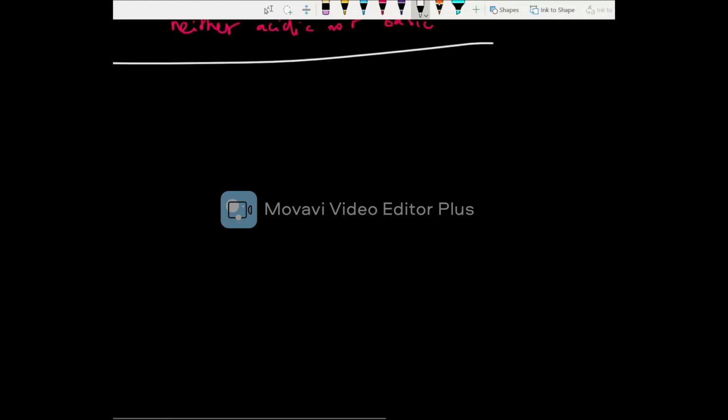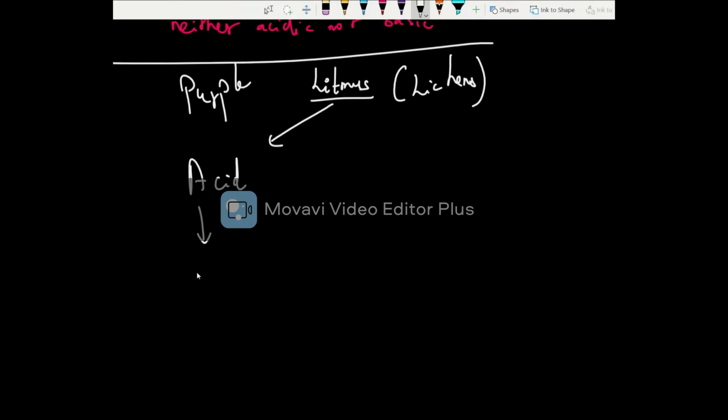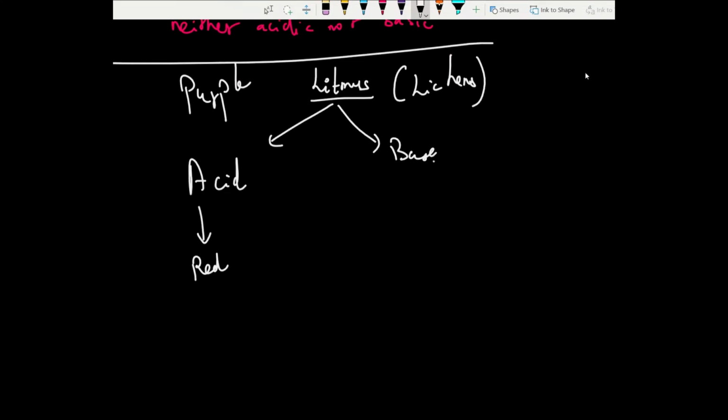Now I'm going to talk about litmus being an indicator. Litmus, okay? Litmus is a solution taken from a plant called lichens, and this litmus solution is generally purple in color. If you put it in acid, it changes to red color. And if you put in a base, right?